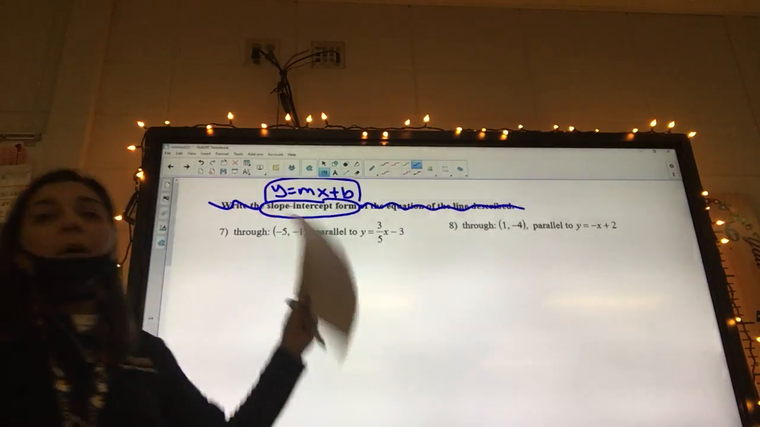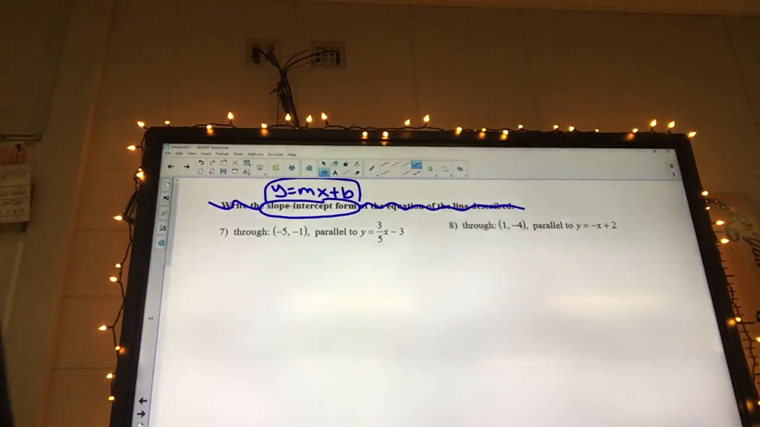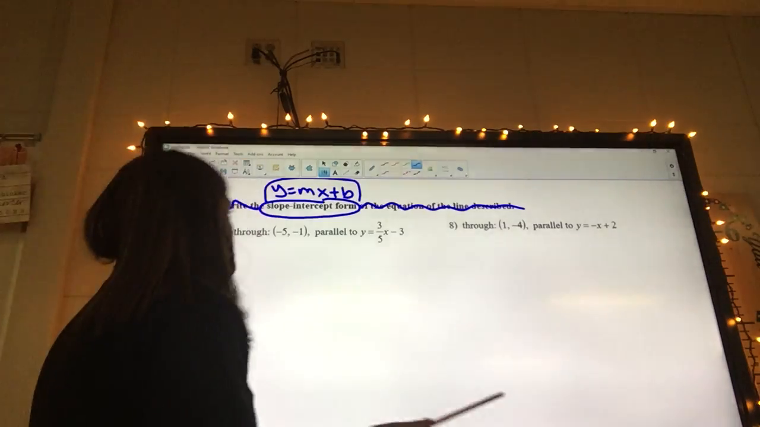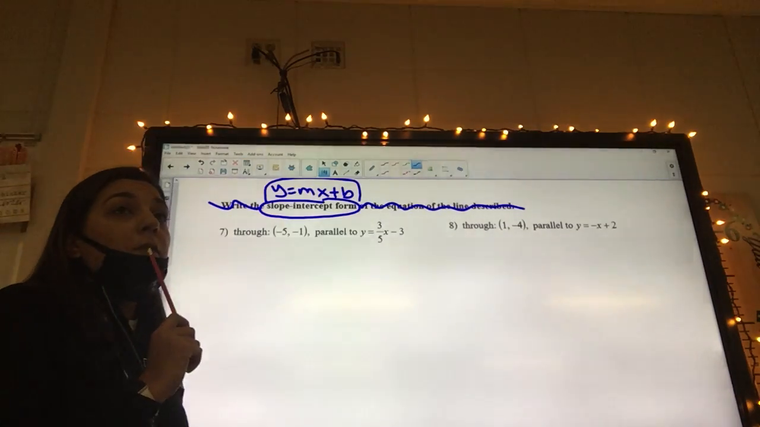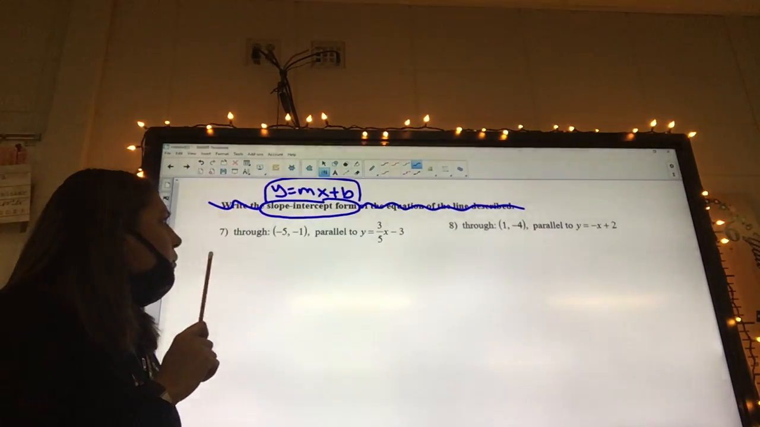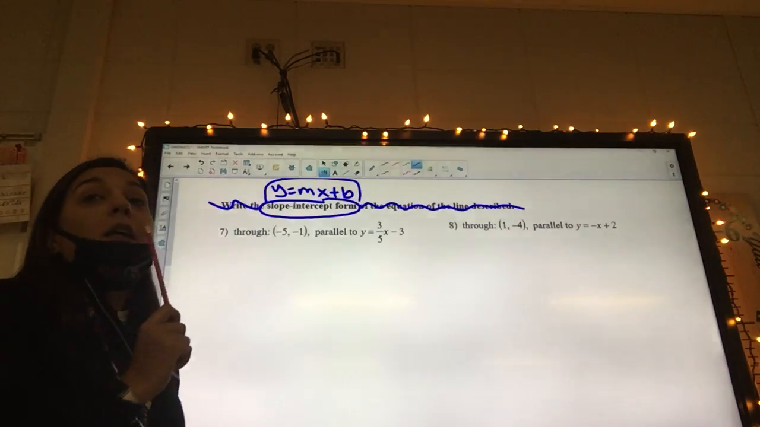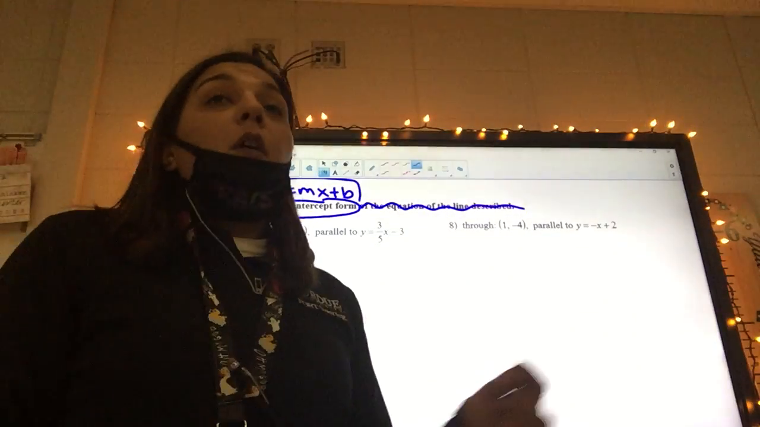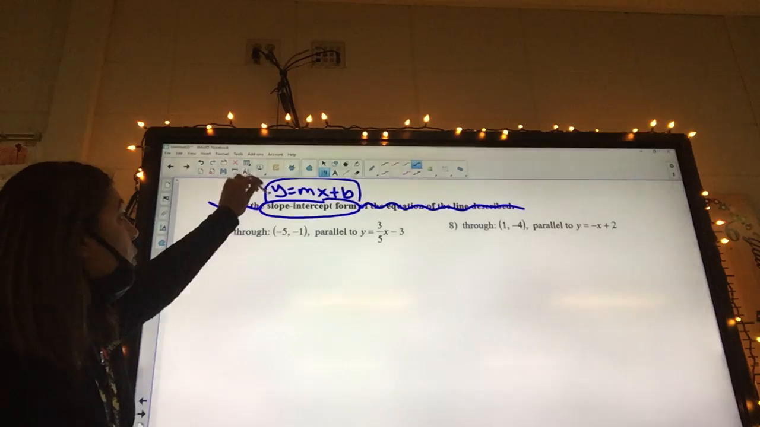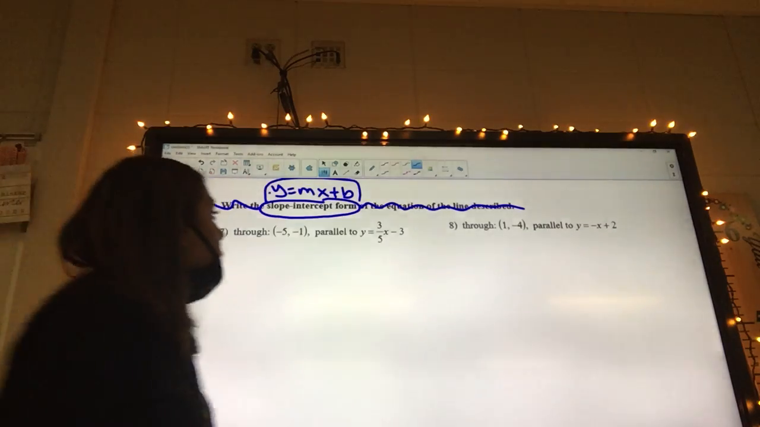What is different about this formula versus the other formula? This one doesn't have parentheses, and what letter is supposed to be all by itself? Y. In order for us to know when we're done, the y has to be all by itself.